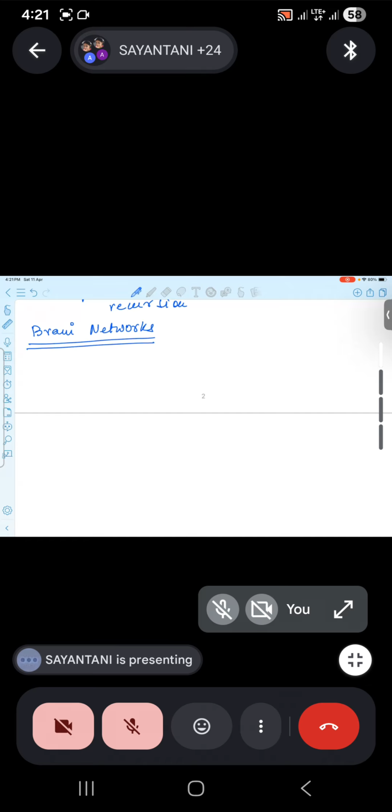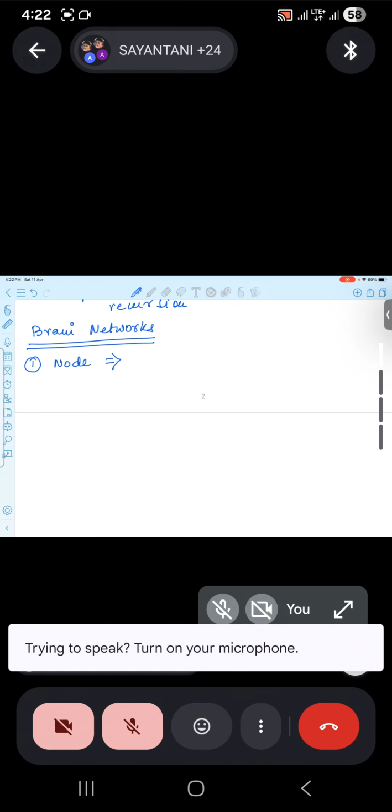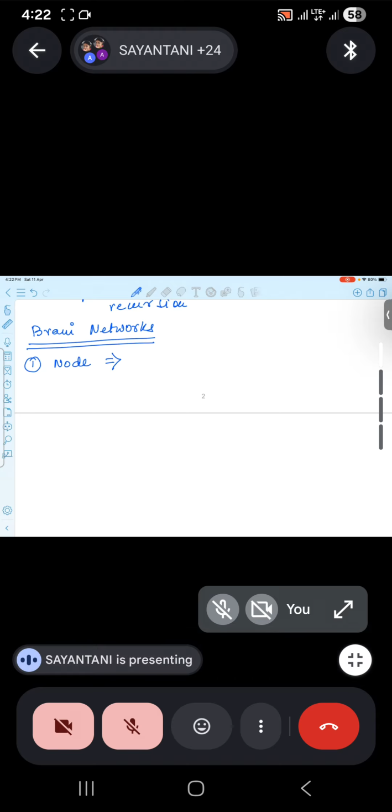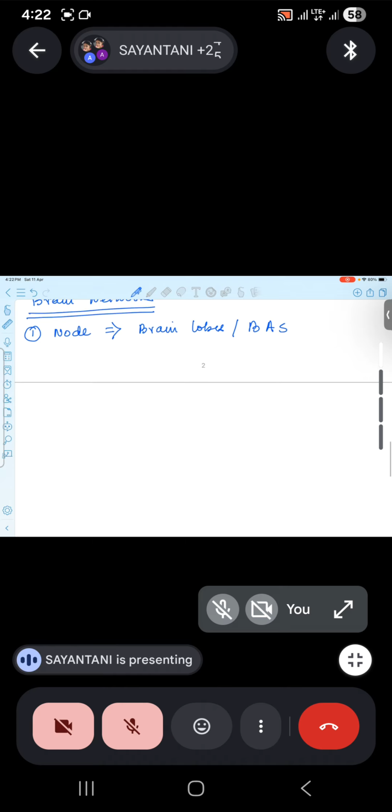Okay. So when I'm saying it's a brain network, if we start with the beginning, like I said, a graph will have two main components, a node and the edges. So in brain networks, what does a node signify? A node signifies your brain lobes or the Brodmann areas of your brain, right? You know what are brain lobes, what are Brodmann areas. We have discussed that in the first class, right?